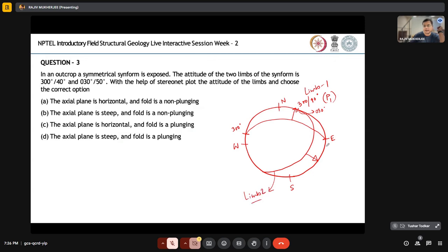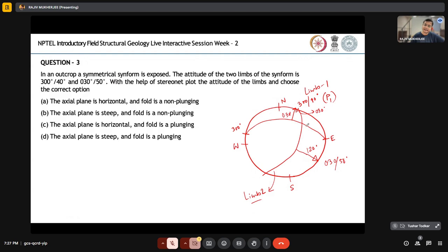So limb 2 has an attitude of 030, 50 degrees. I'm sorry, I've drawn nearly about 30 degrees. Okay, it's like this. Now this dip direction is towards 120 degrees, right? This dip direction is obviously perpendicular to 030, and this is around 120 degrees.